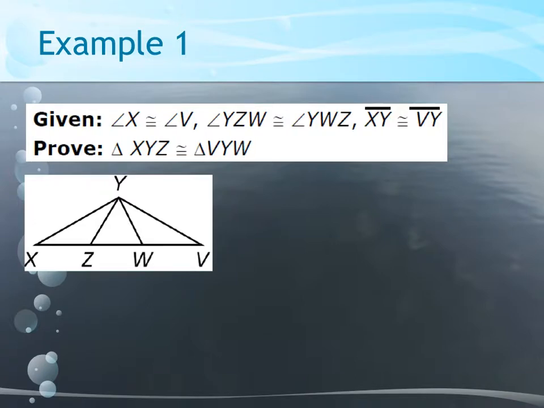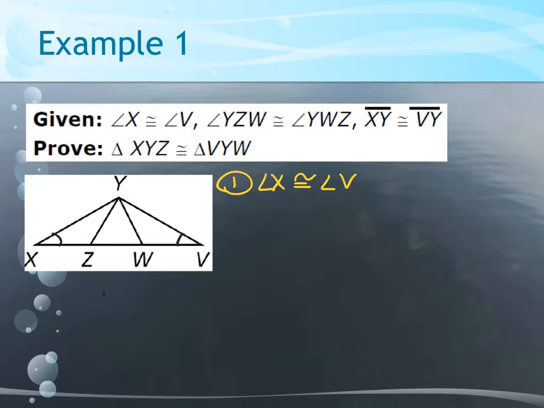First example is a proof. So let's go ahead and write down the given. So first I'm going to list everything that's given. As I write down my given, I'm also going to mark my picture. So angle X is congruent to angle V. So I'm going to go ahead and put this in here.